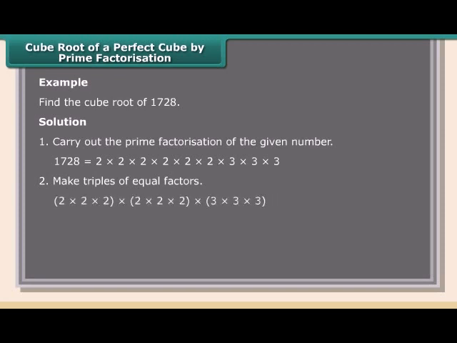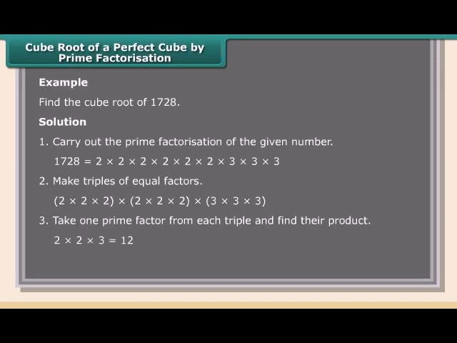2 into 2 into 2 into 2 into 2 into 2 into 3 into 3 into 3. Take one prime factor from each triple and find their product. 2 into 2 into 3 is equal to 12. 12 is the required cube root, that is, cube root 1728 is equal to 12.